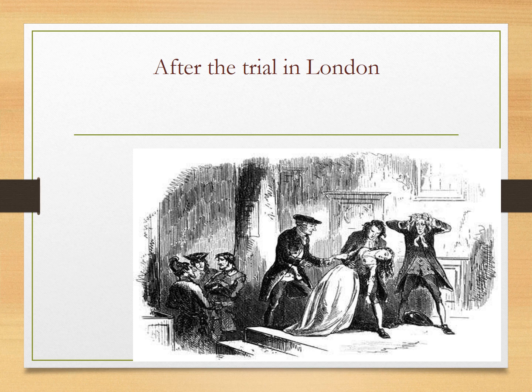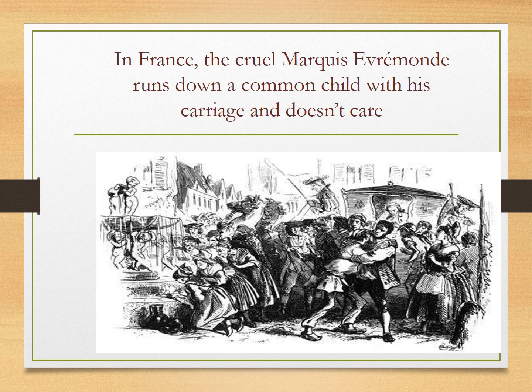After the trial in London, Lucy fainted because she said she saw Charles Darnay on the ship, and she thought this was proof of his guilt. In France, the cruel Marquis Evremonde, who was Charles Darnay's uncle, runs down a common child with his carriage and doesn't care. He just paid some coins to the child's father.